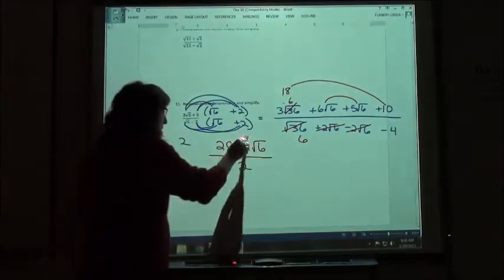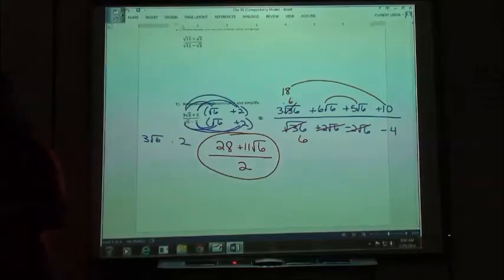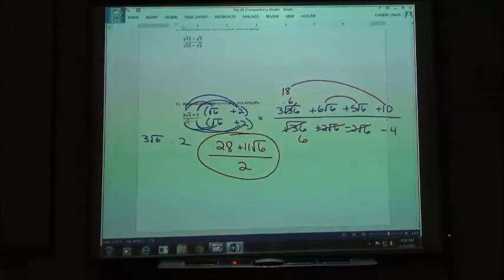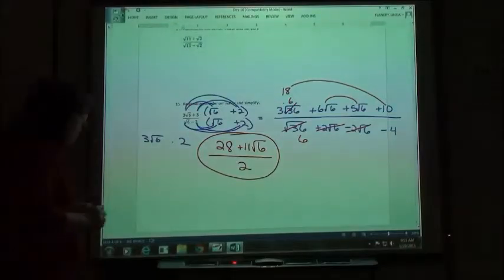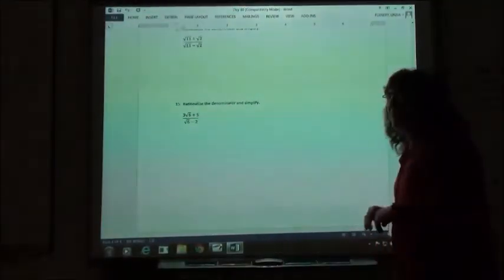Now again, I cannot reduce this one, even though these are both divisible by 2, 11 is not. If that was an even number in front of my square root, then I would have been able to reduce. I can only simplify if all three of them are divisible by the same thing. All right, that is the end of everything in that review section.